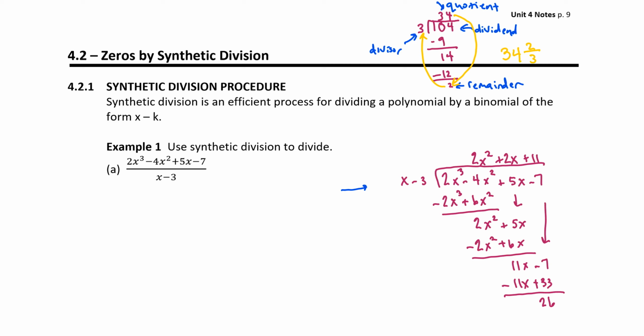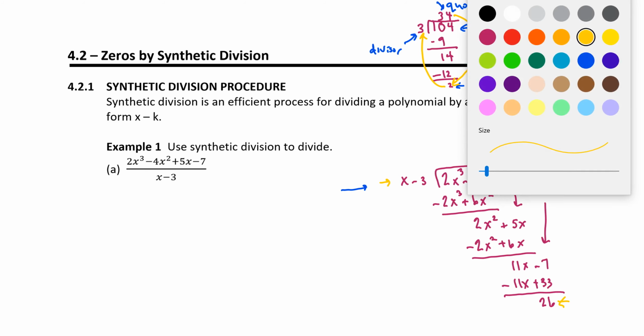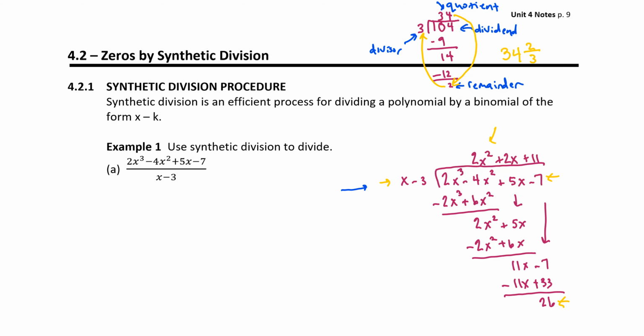We obtain the same pattern with polynomial long division. We have a dividend, a divisor, a quotient, and a remainder. So when we express the result, we do it the same way we do with real numbers. That is, we take the quotient and we add the remainder over the divisor. We follow that same pattern.